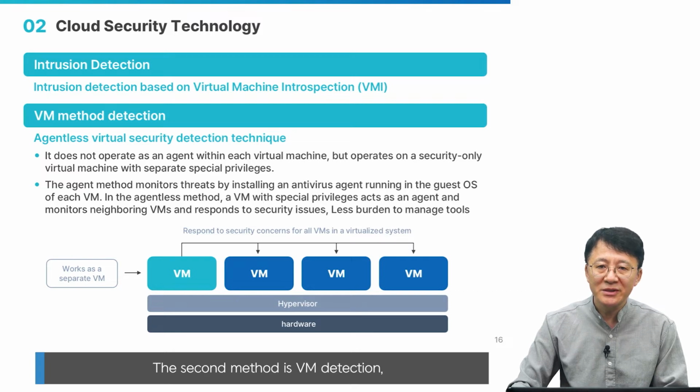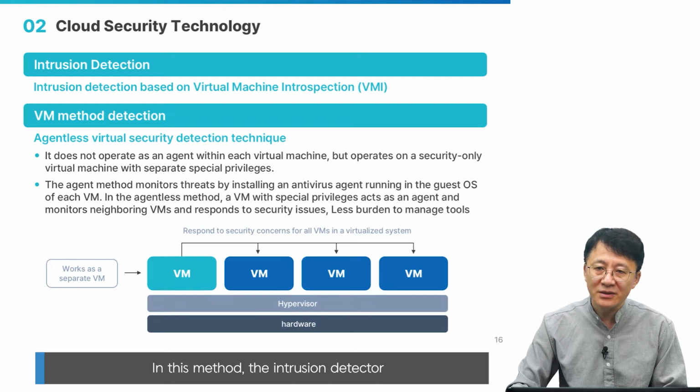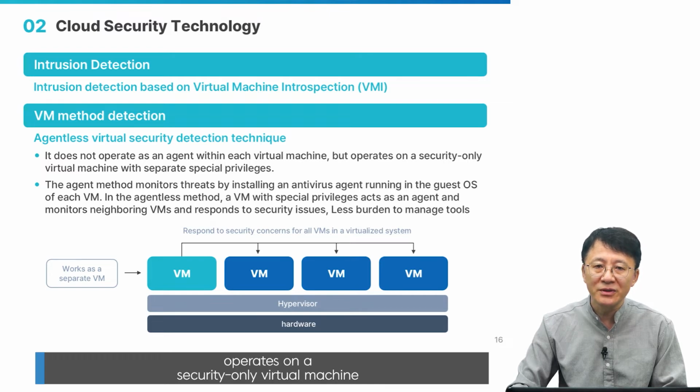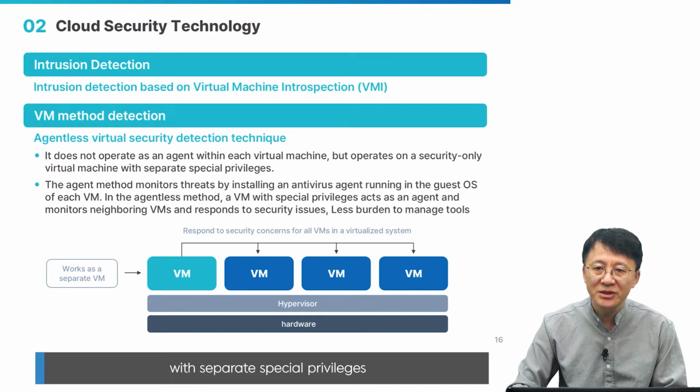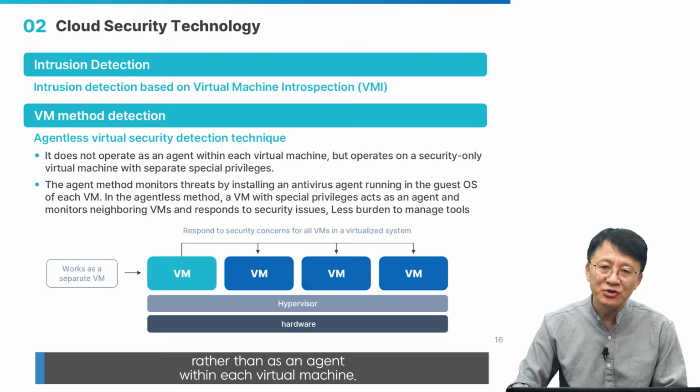The second method is virtual machine detection, also called agentless virtual security detection. In this method, the intrusion detector operates on a security-only virtual machine with separate special privileges rather than as an agent within each virtual machine.